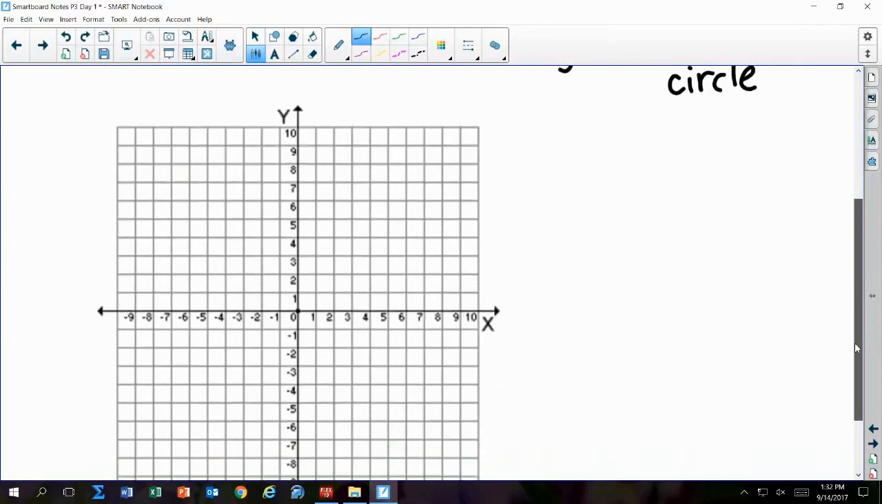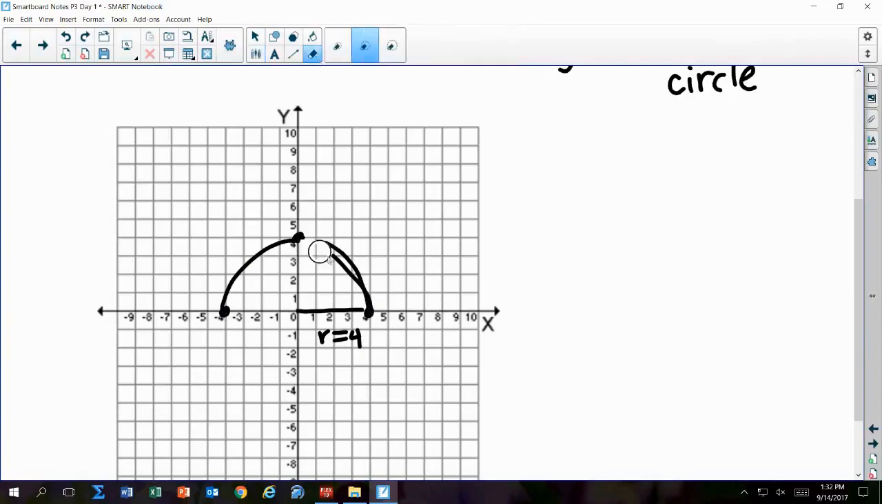But we know the radius of our circle. The radius is 4. So I'm going to make a point at 4, 0, 0, 4, and negative 4, 0. See how this would give me a radius equal to 4, right? And here's the top part of my circle. That should be more rounded, if you get the idea. Okay, that's what my graph looks like.